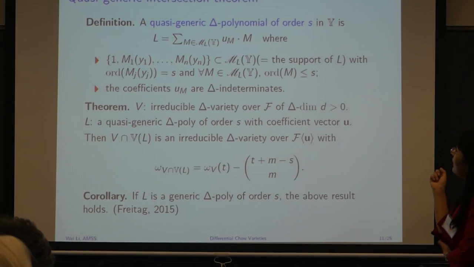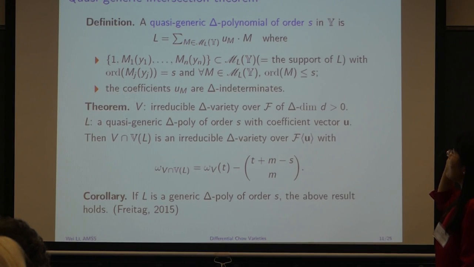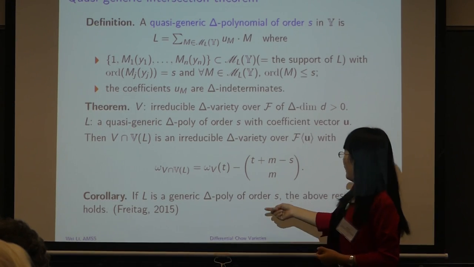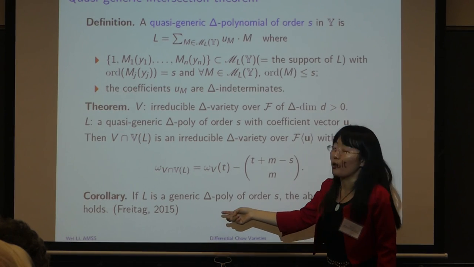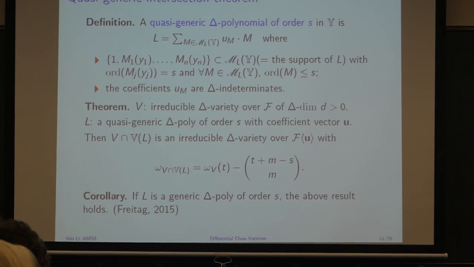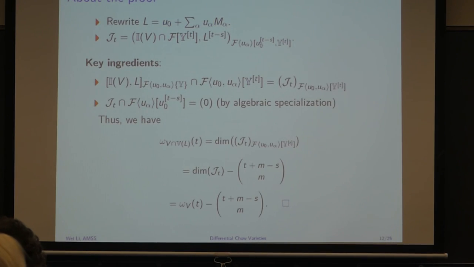So when the quasi-generic differential polynomial of order s contains all the differential monomials of order s and certain bounded degree, it becomes a generic differential polynomial. So it is dense in that sense. And when L is generic, the above result of course holds. And this actually was proved by James in 2015 in his paper, the Bertini theorem. His proof is in terms of model theoretical terms that I cannot follow. And I want to say some words about my proof.